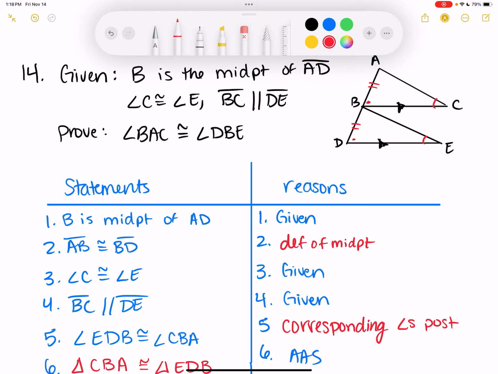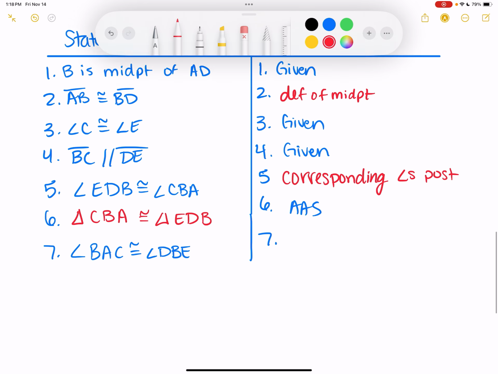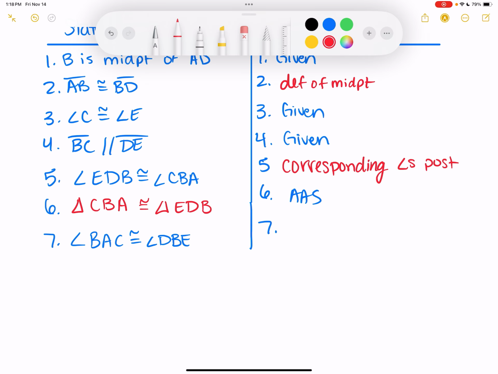So we've got CBA and then we've got EDB. Yep. I always follow it around to make sure that it matches up. So we've got triangle CBA is congruent to triangle EDB. If you didn't write them in that order, that's fine as long as the order matches in both of them. Ultimately we're trying to prove that angle BAC is congruent to angle DBE. What would the reason for that be? CPCTC, that's what the lesson's about. Yep, CPCTC. That's going to end up being a reason a lot.